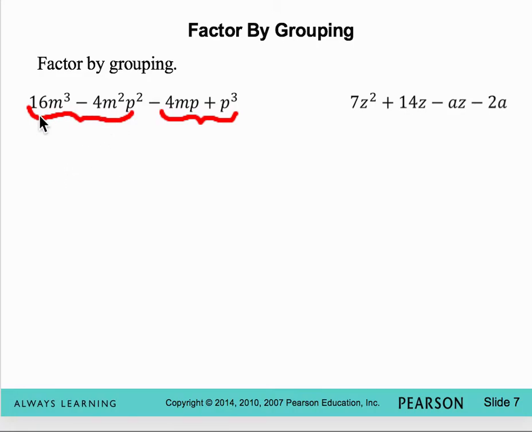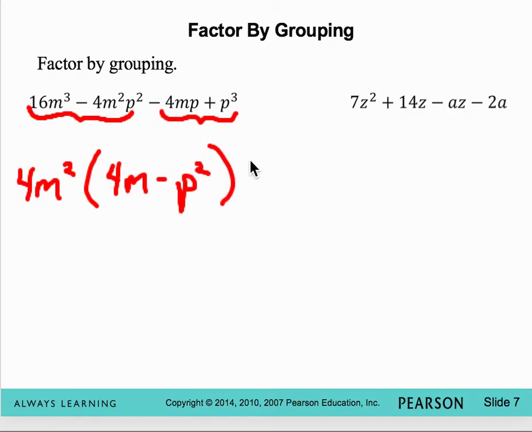When I look at these two terms, what do they have in common? A 4 and an m squared. Put your parentheses, so that leaves 4m minus 4m squared has come completely out, so that leaves a p squared. Got a minus sign, so be careful. I'm really factoring out a negative p, right? P is the only thing they have in common here. So if I take out negative p, this leaves 4m. And if I take out negative p, a negative negative is a positive, so there's going to be a negative here, and p squared.